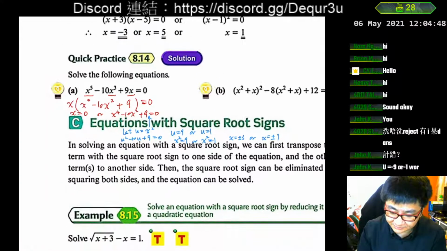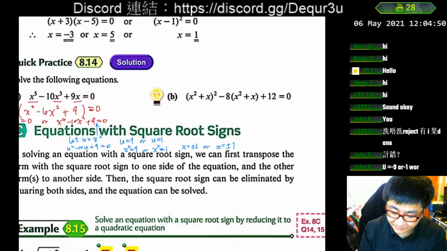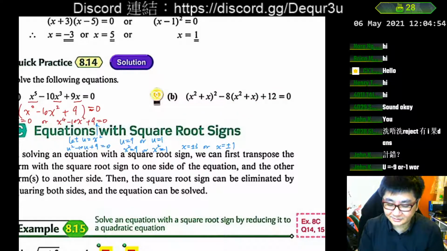Okay, part B. We also do part B as well. This seems a very long equation. You see it is x squared plus x in a bracket square, and then minus 8 times a bracket x squared plus x, and then plus 12 equals 0.